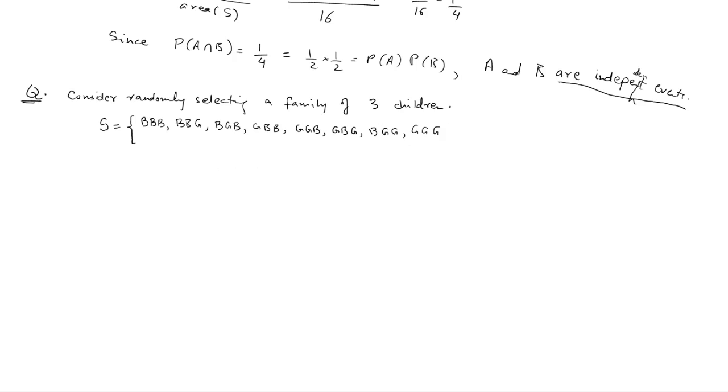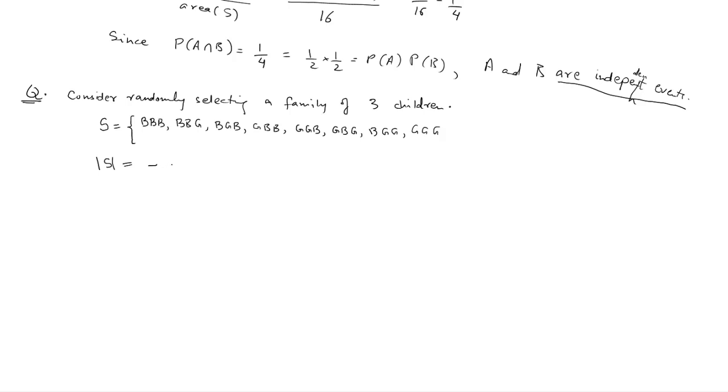Are there any more outcomes? Or is it the whole sample space? How will I know? What should be the size of the sample space without enumerating the sample space? Sir, 2 raised to power 3, 8 sample space. Which rule? That's a correct answer. Which rule have you used? Which principle have you used?